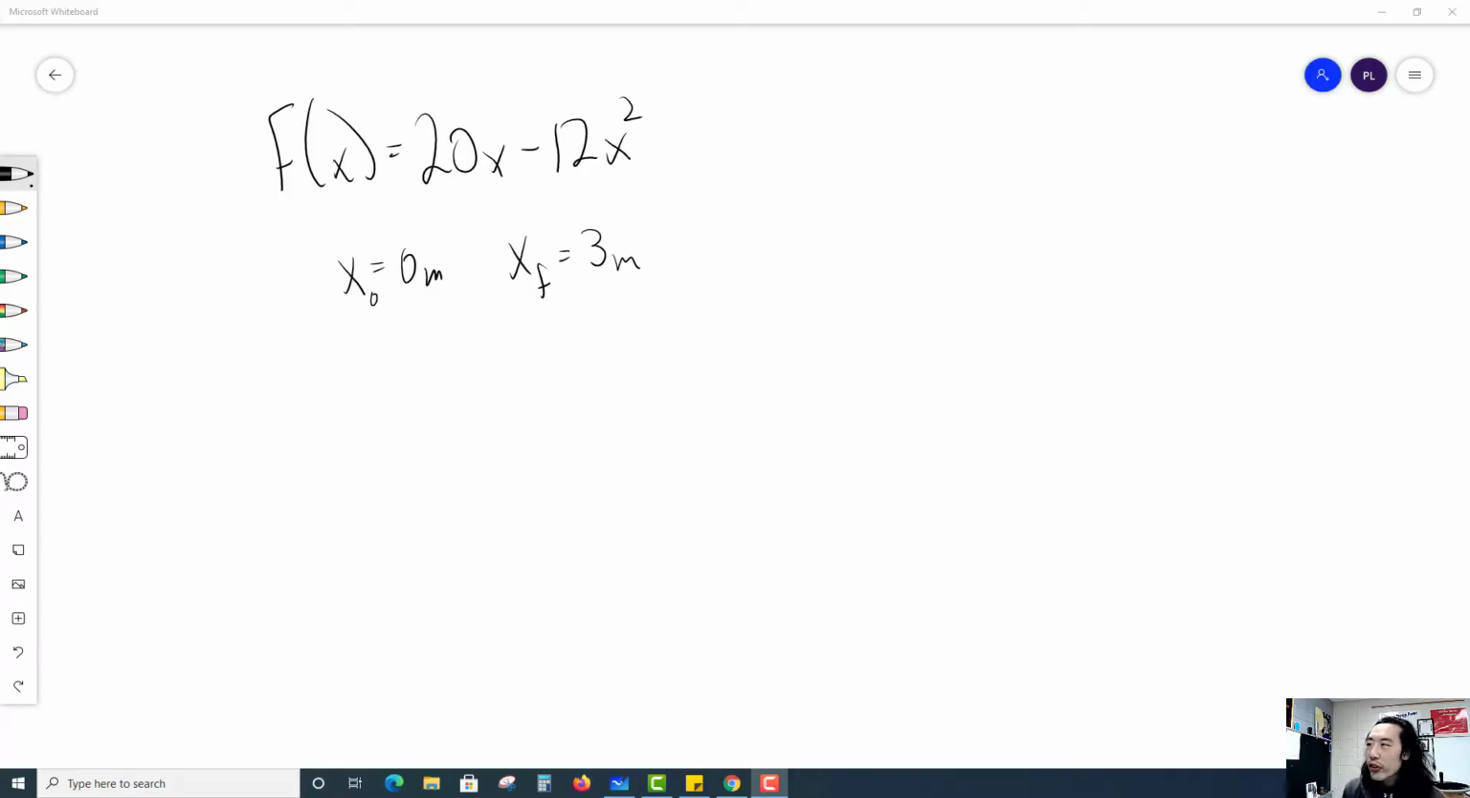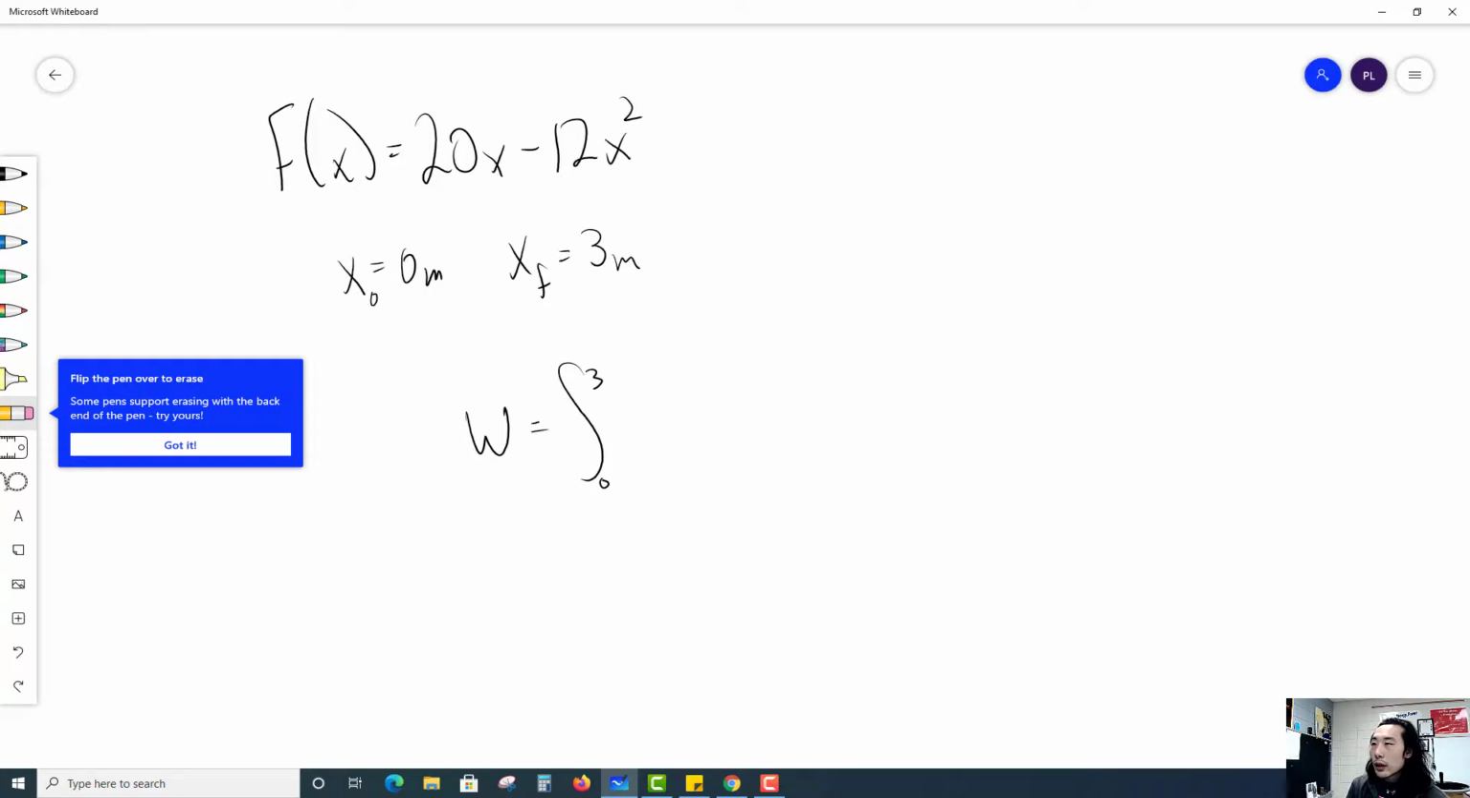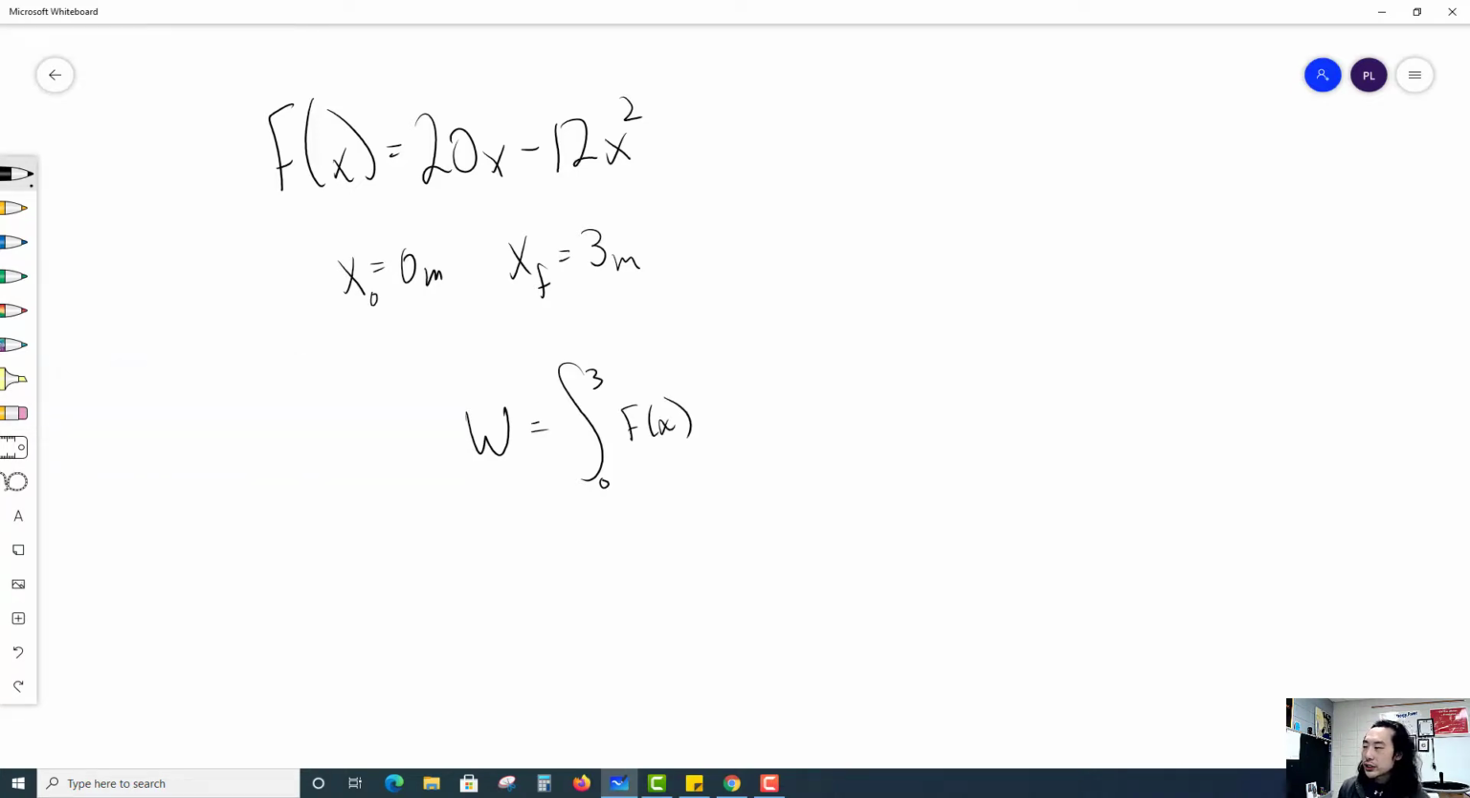All right, let's try another one. We're given this function of a force with respect to position as 20x minus 12x squared, and it is going from a position of 0 meters to a position of 3 meters. What is the work done on this object from those 2 points? In order to do that, we will have to come up with an integral from 0 to 3 meters of F of x dx. So I'm going to write in my function: the integral from 0 to 3 of 20x minus 12x squared dx.